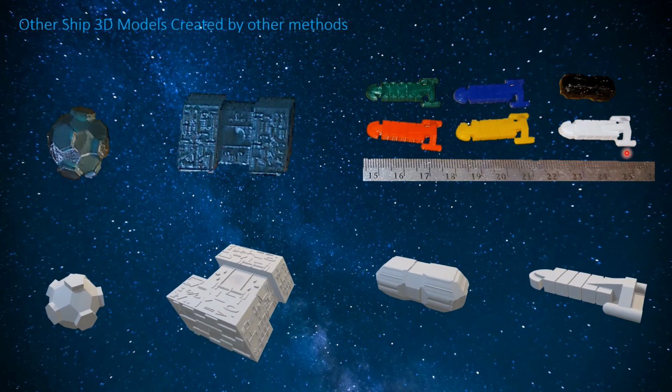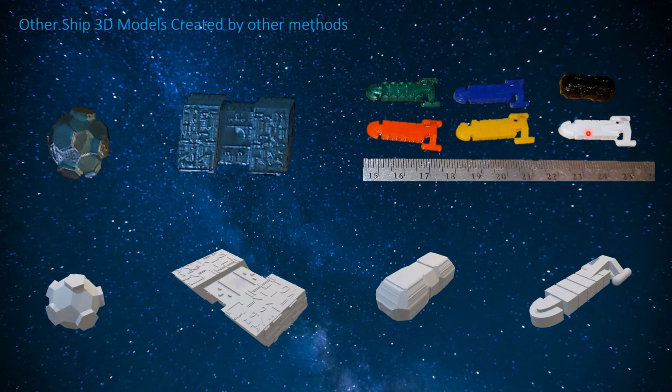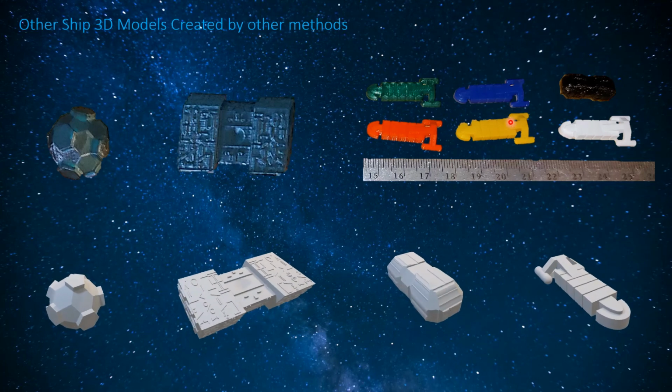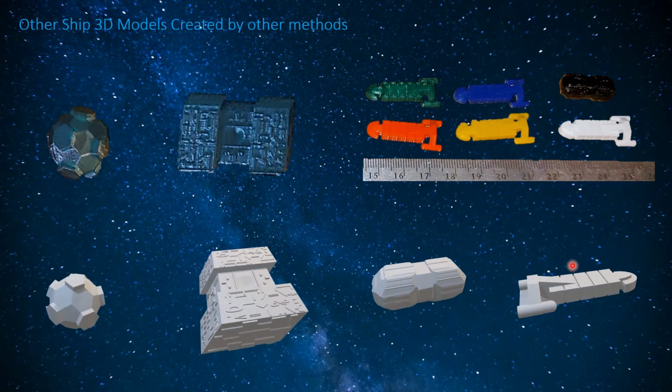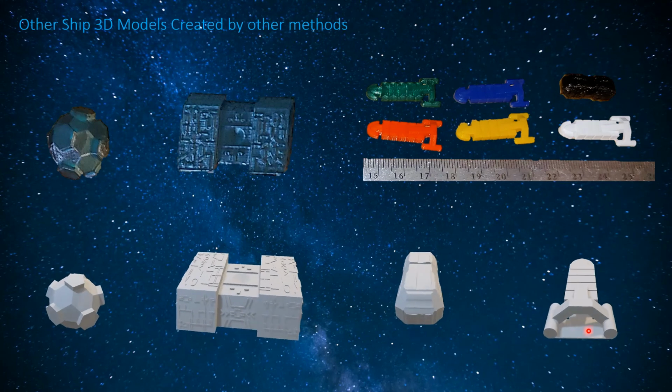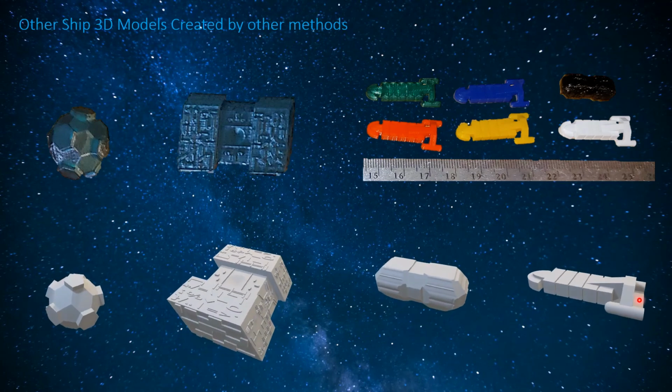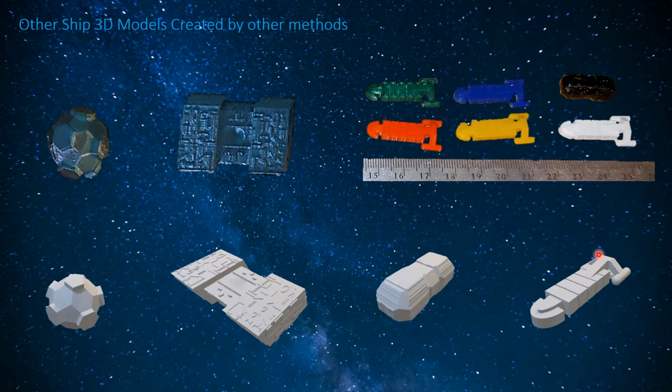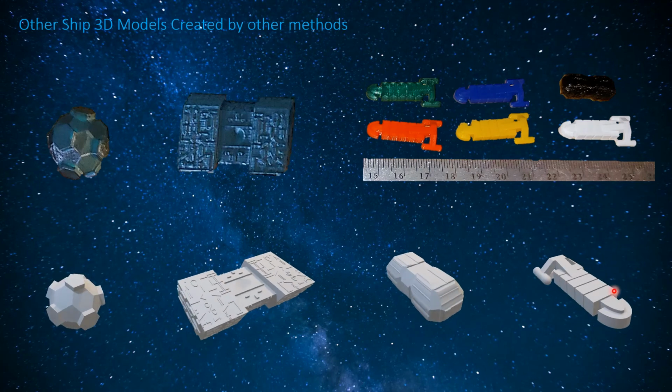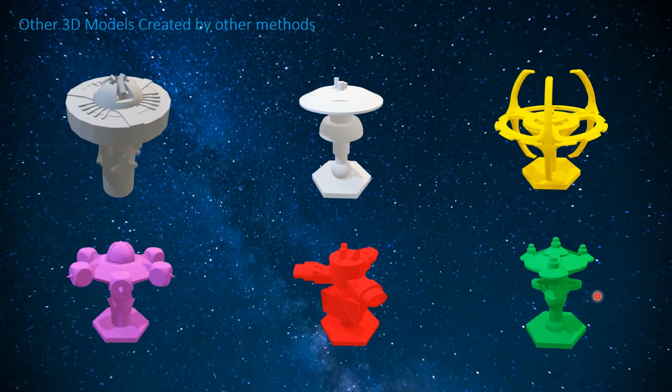A small tip here to make it print well. These warp nacelles: I added this part so it could stick to the bed, and you could just cut that away afterwards. So that was a tip how to make that particular part print better.